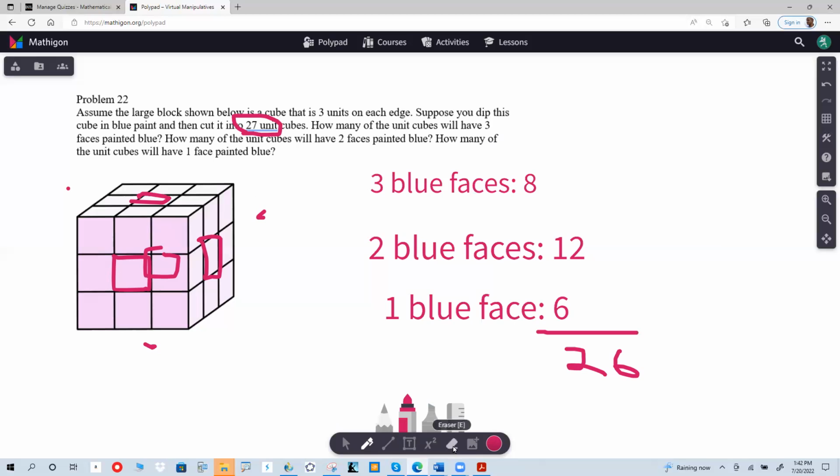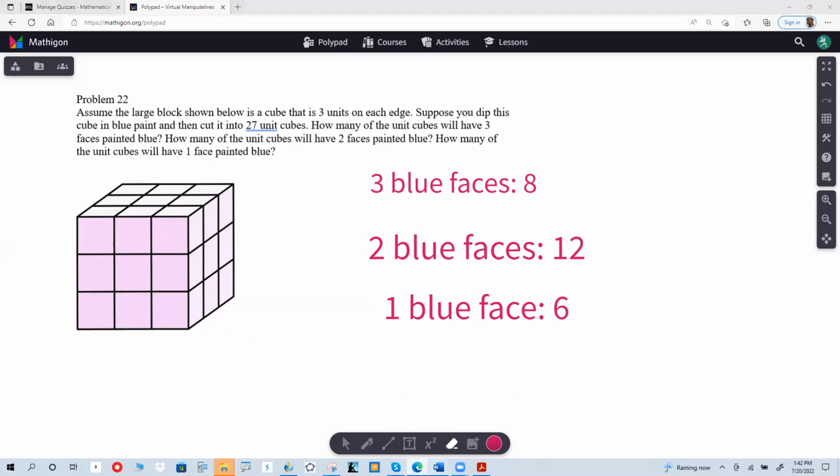Gotcha. So if this was like a 4x4x4 cube, it'd be the same concept with adding the one at the end as well. Exactly. Let's do one.